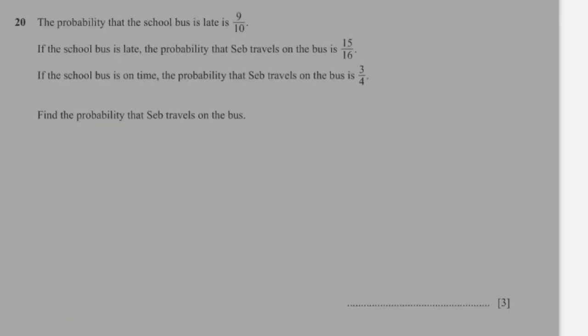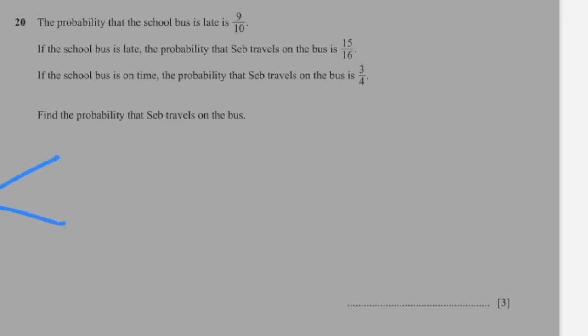Question number 20. The probability that the school bus is late is 9 by 10. If the school bus is late, the probability that Sab travels on the bus is 15 by 16. Okay, so I'll start by drawing a tree diagram over here.